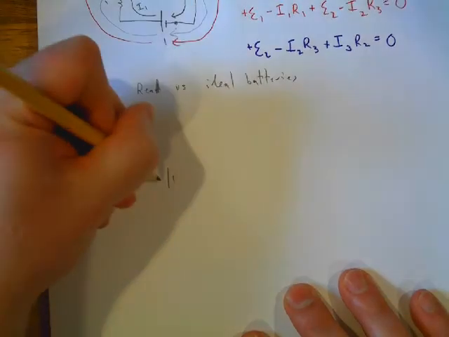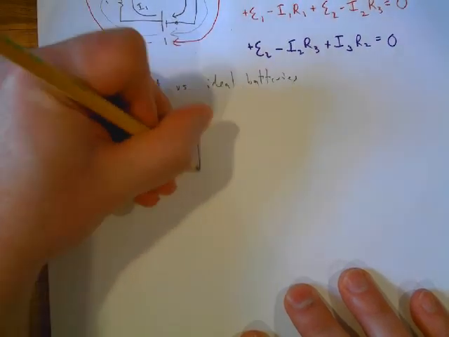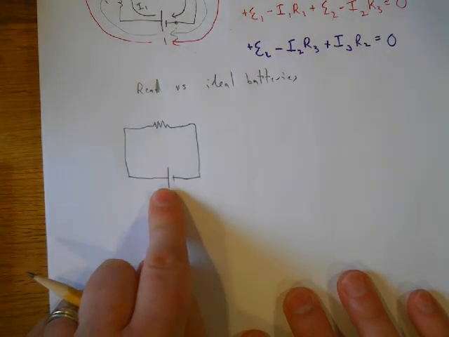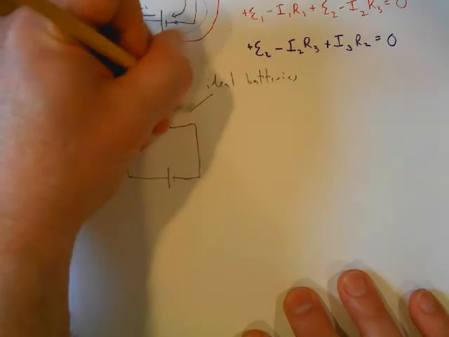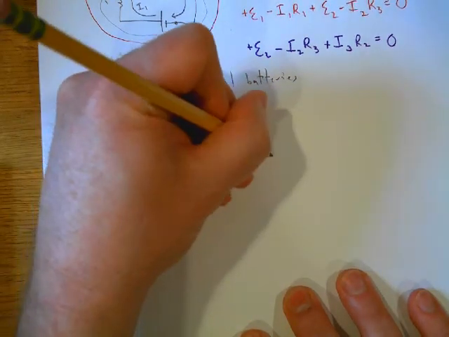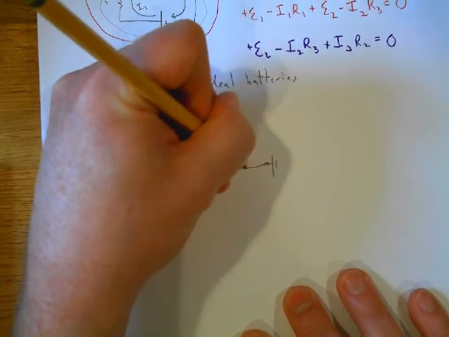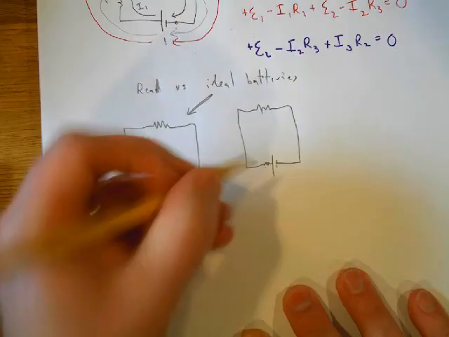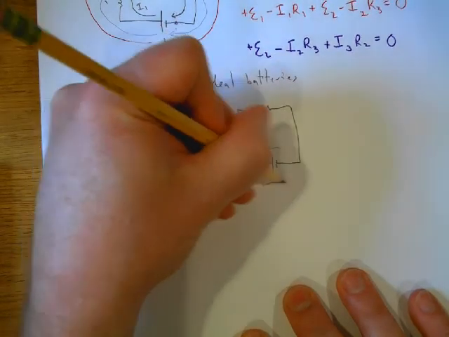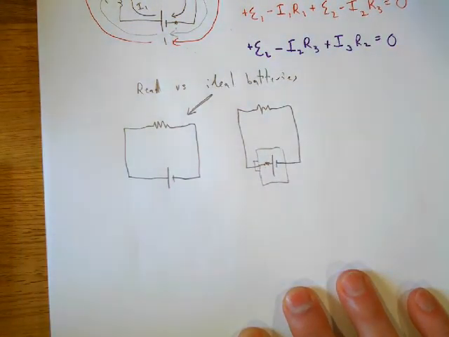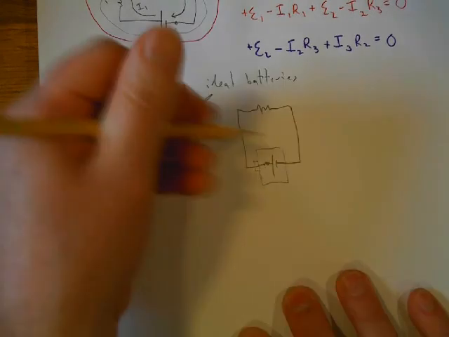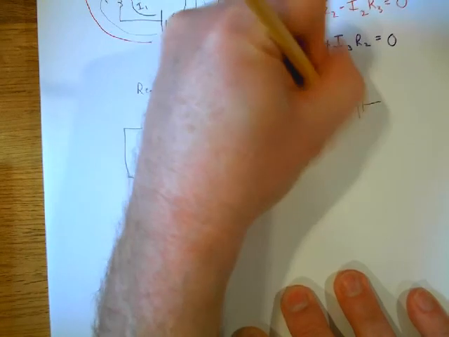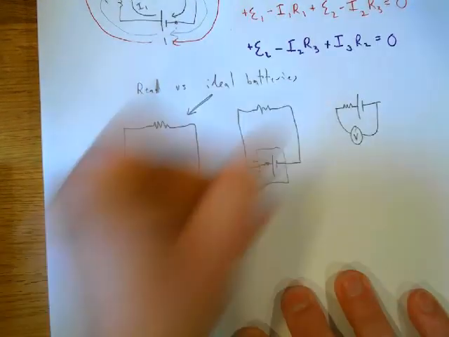Real versus ideal batteries. So for example, if I had this basic circuit again, and this was an ideal battery, that's what the circuit actually looks like. That would be an ideal battery. If it was a real battery, in reality, a real battery has a little bit of internal resistance. So it kind of looks like this, where actually this would be my battery if I was to sketch it out.